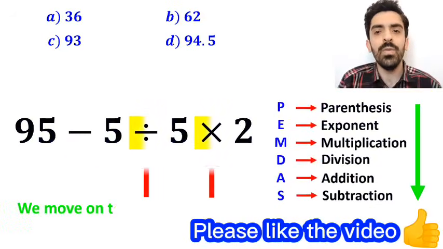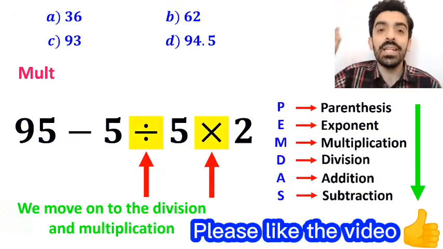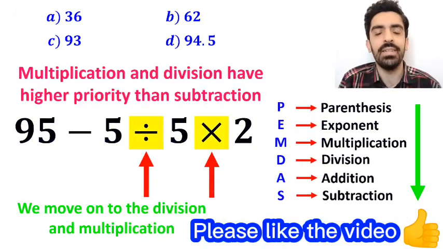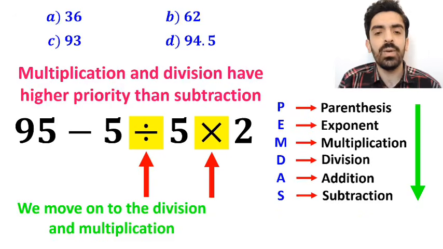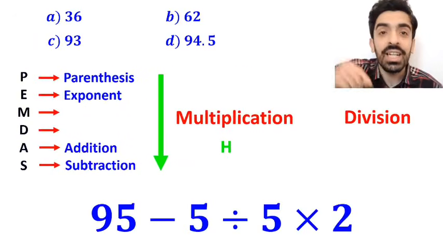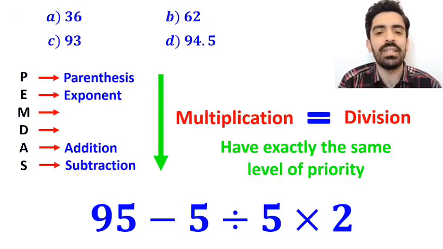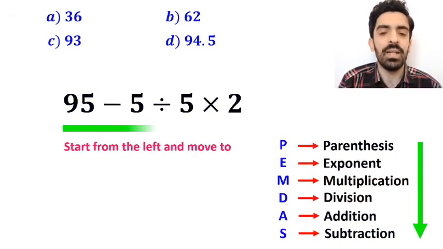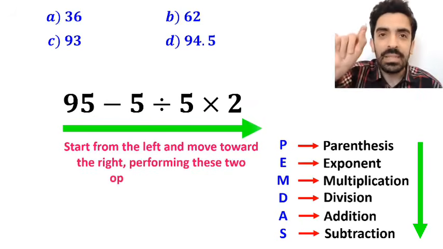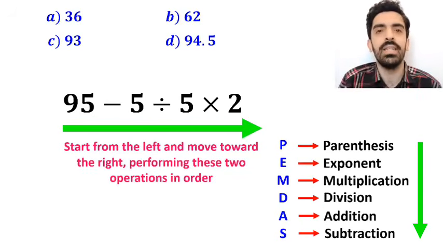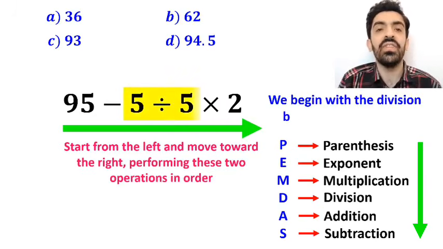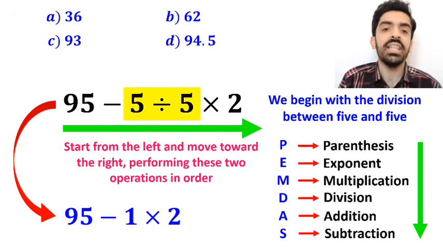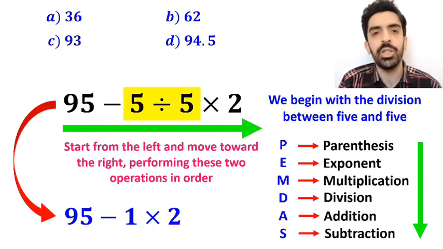In the next step, we move on to the division and multiplication, because multiplication and division have higher priority than subtraction. However, it's really important to understand that multiplication and division have exactly the same level of priority. In this situation, the best approach is to start from the left and move toward the right, performing these two operations in order. So, we begin with the division between 5 and 5. And instead of this expression, we can write 95 minus 1, then times 2.